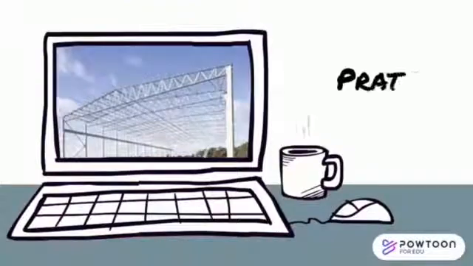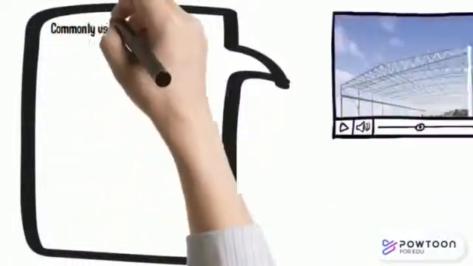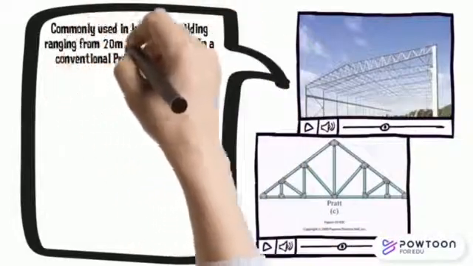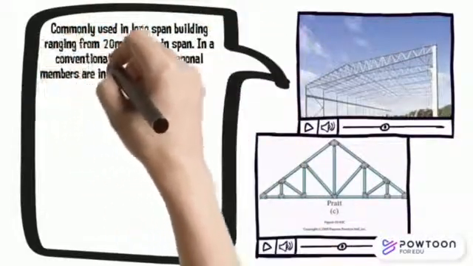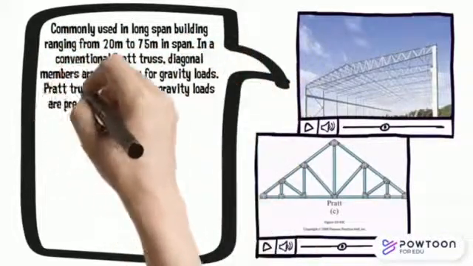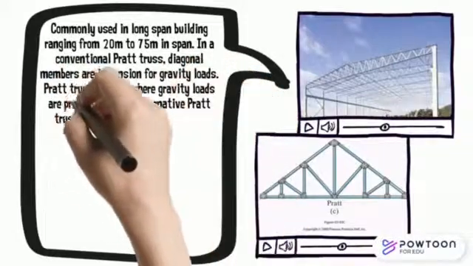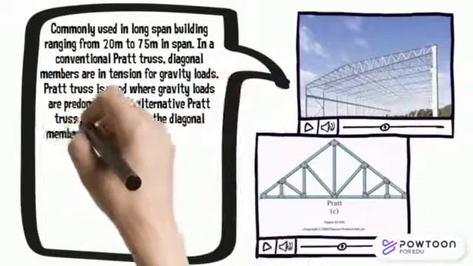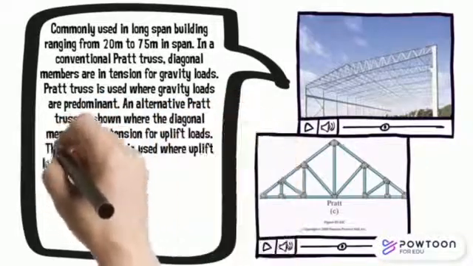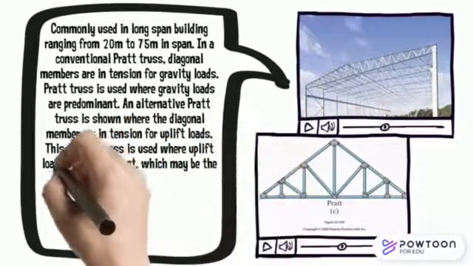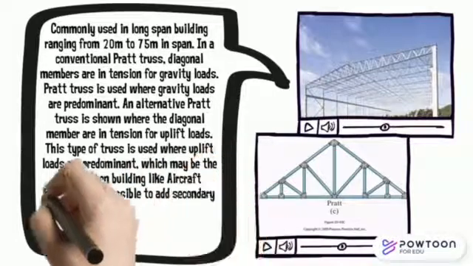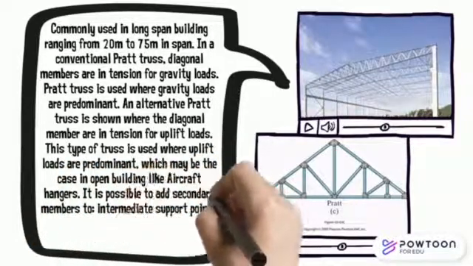Bowstring truss is commonly used in long span buildings ranging from 20 meters to 75 meters in span. In a conventional bowstring truss, diagonal members are in tension for gravity load. This truss is used where gravity loads are predominant. An alternative is shown where the diagonal members are in tension for uplift loads. This type of truss is used where uplift loads are predominant, which may be the case in open buildings like aircraft hangars. It is possible to add secondary members to create intermediate support points where loads are applied and to limit the buckling length of members in compression.